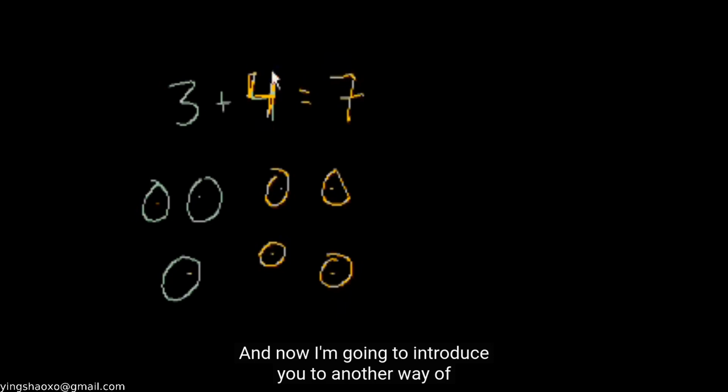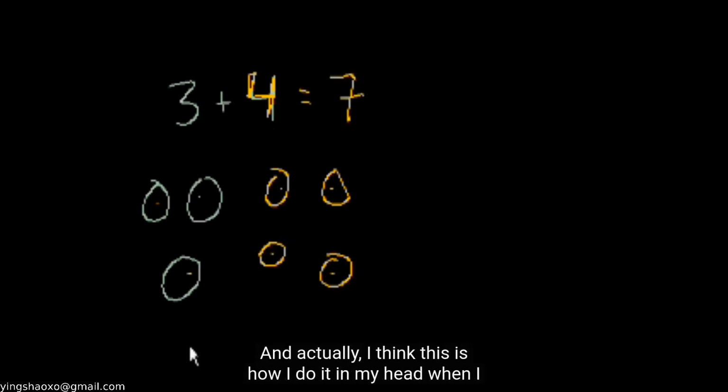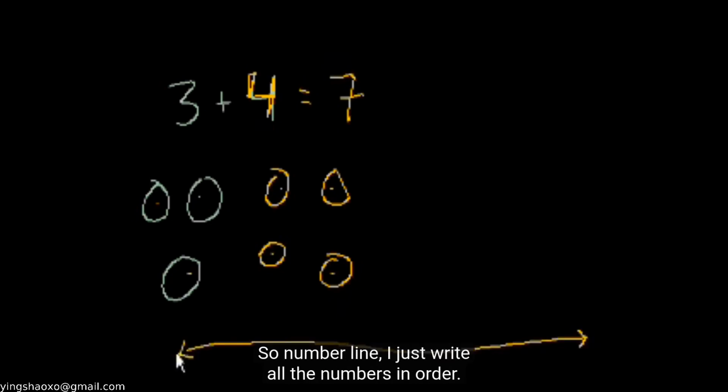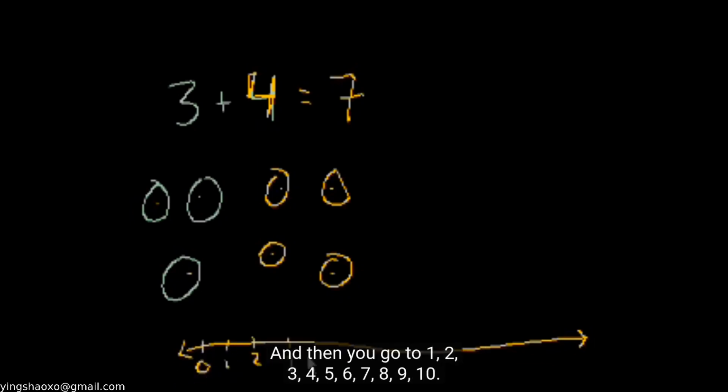Now I'm going to introduce you to another way, called the number line. Actually, I think this is how I do it in my head when I forget. I just write all the numbers in order, and I go high enough so all the numbers I'm using are in it. The first number is 0, which is nothing. Then you go 1, 2, 3, 4, 5, 6, 7, 8, 9, going to 11.